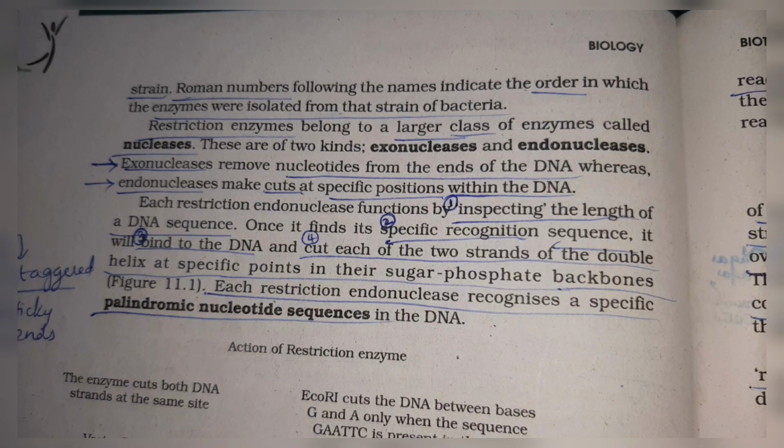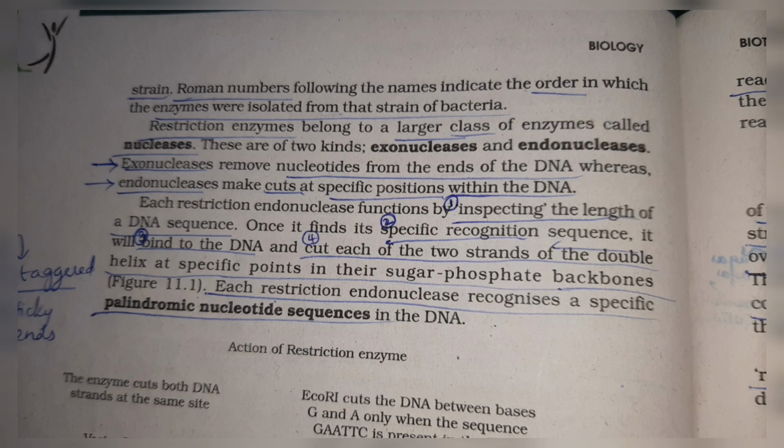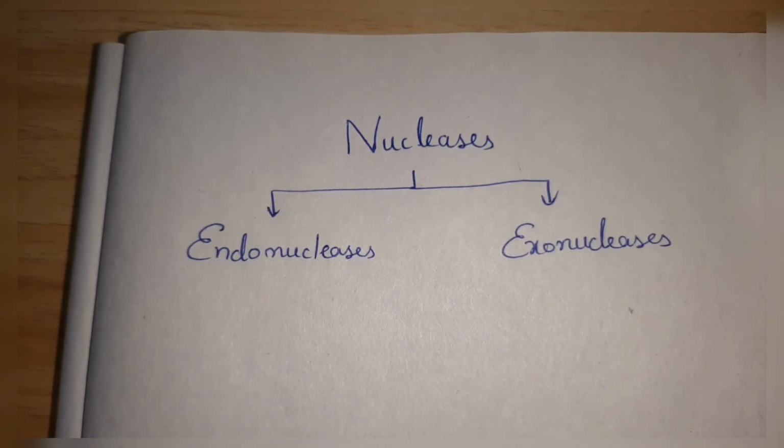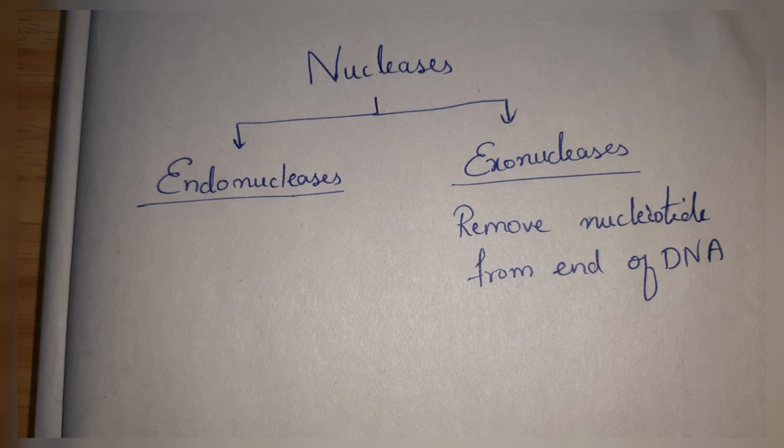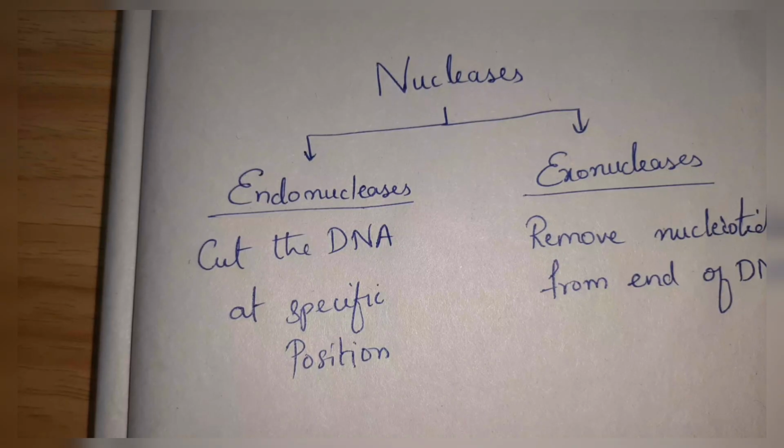Restriction enzymes belong to a larger class of enzymes called nucleases. They are of two kinds, exonucleases and endonucleases. Exonucleases remove nucleotides from the ends of the DNA, whereas endonucleases make specific cuts at specific positions within the DNA. So nucleases is the larger class. This class is divided into endonucleases and exonucleases. Exonucleases remove nucleotides from the end of DNA, while endonucleases cut the DNA at specific positions.